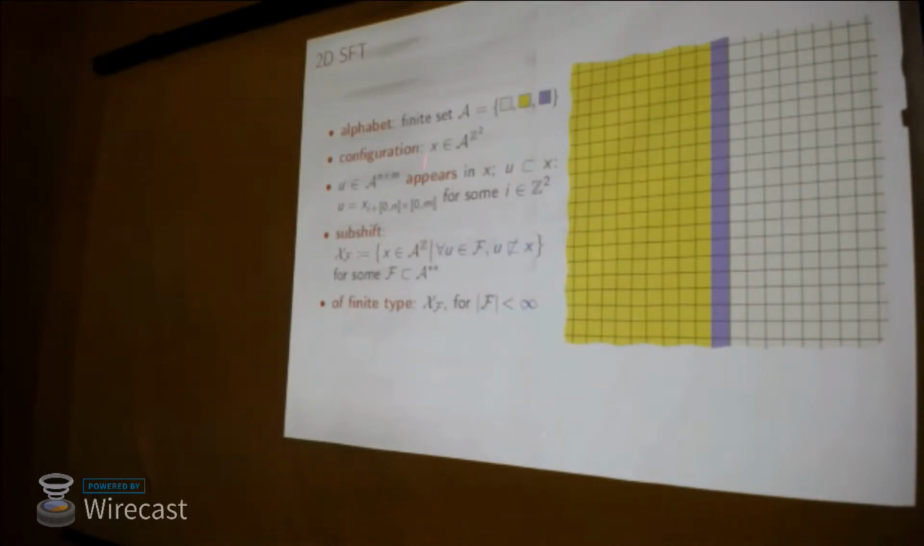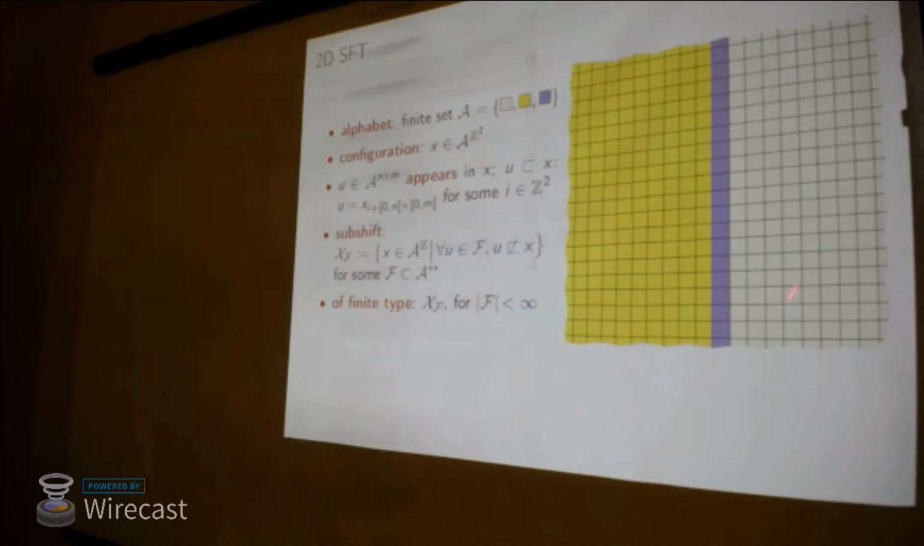So I wrote again some definitions. Basically, the configurations we're interested in look like this. It's infinite everywhere, of course. You have some colors, this is an example of an alphabet, and you have some forbidden patterns. The pattern now is not a finite one-dimensional word, but a finite pattern over some rectangle. It's a map from a rectangle to the alphabet.